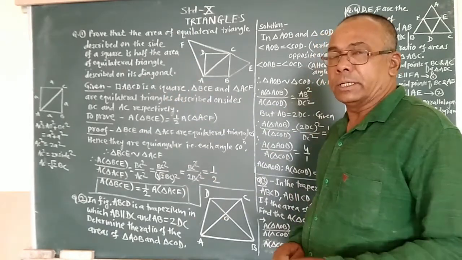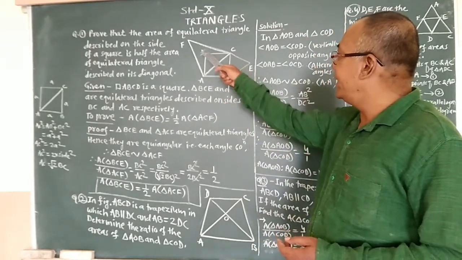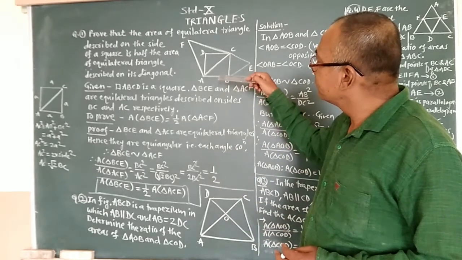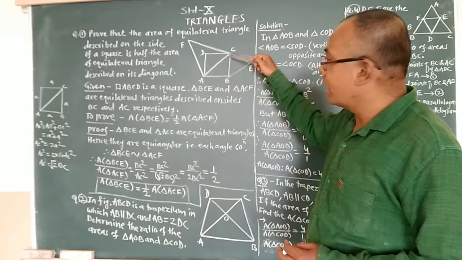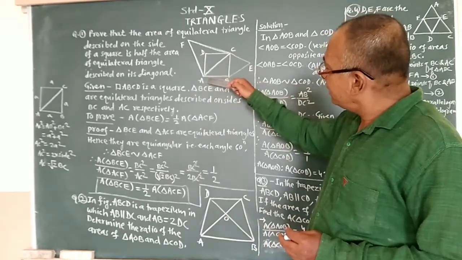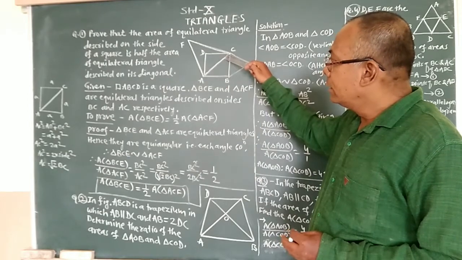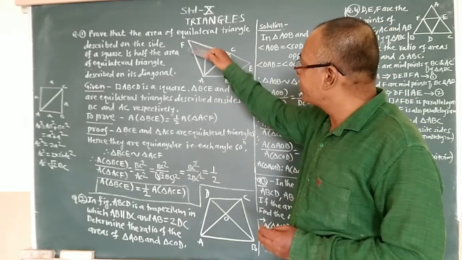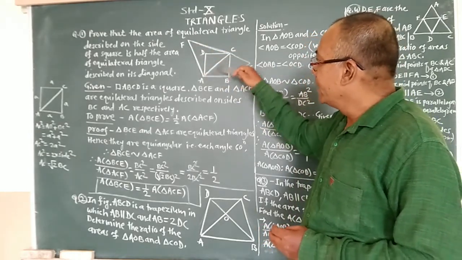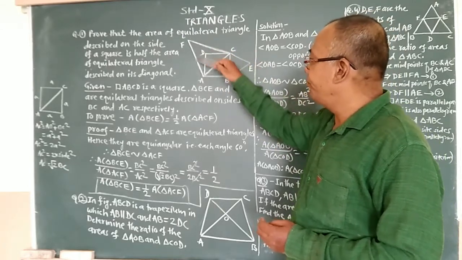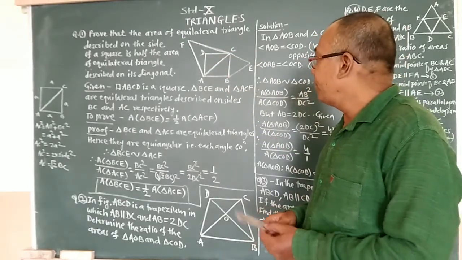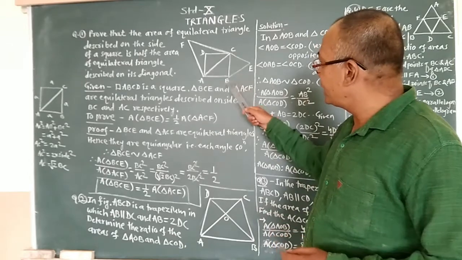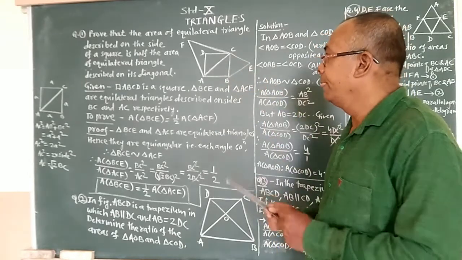diagonal. Here ABCD is a square and AC is the diagonal. On the diagonal AC, the triangle ACF is drawn, while on the side of the square there is one triangle, that is BEC.